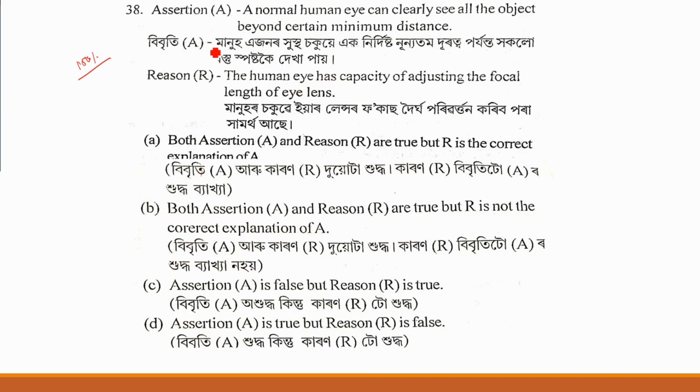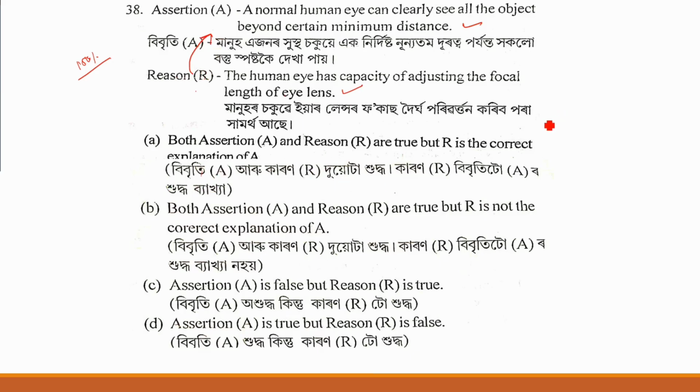An assertion has been given to you and a reason has been given to you, isn't it? So we have to see whether the reason for this assertion is true or not. A normal human eye can clearly see all objects beyond a certain minimum distance. This is true. The human eye has the capacity of adjusting the focal length of the eye lens. This is also true, and we can see this is the correct reason for this statement. The human eye can adjust the focal length of its lens to focus on objects at different distances. This ability is called what? This ability is called accommodation.